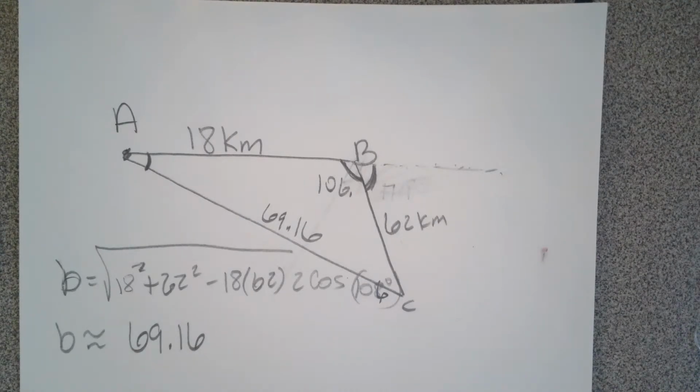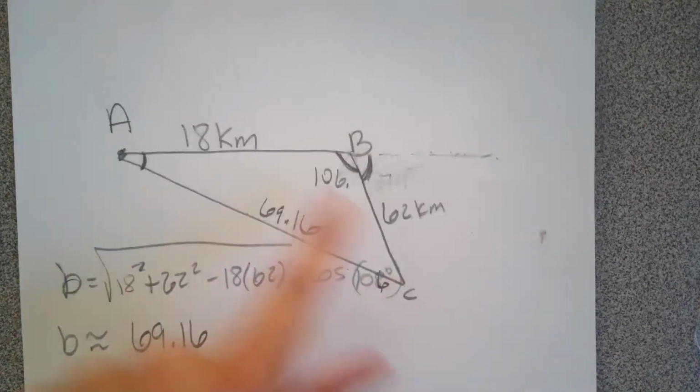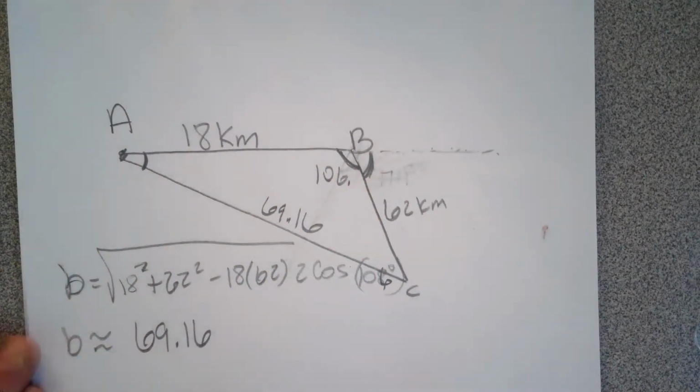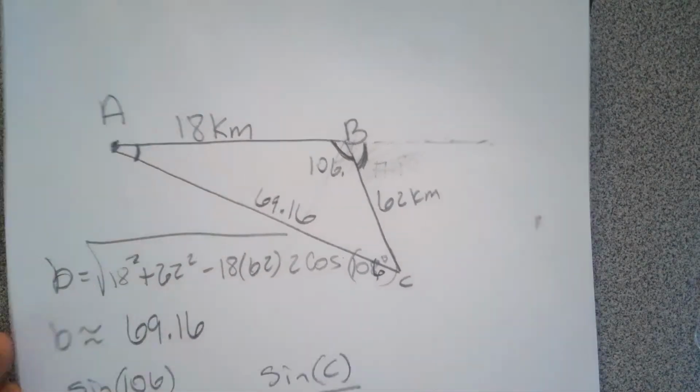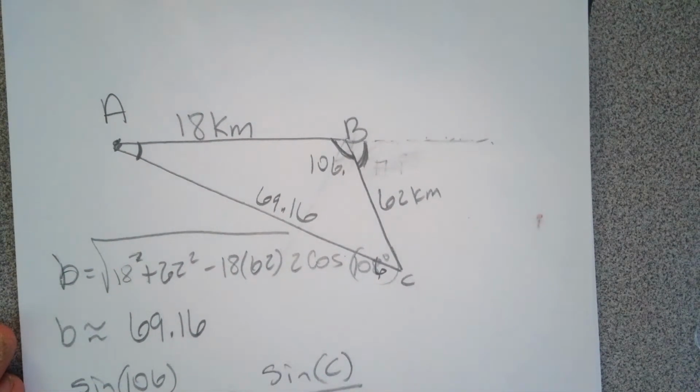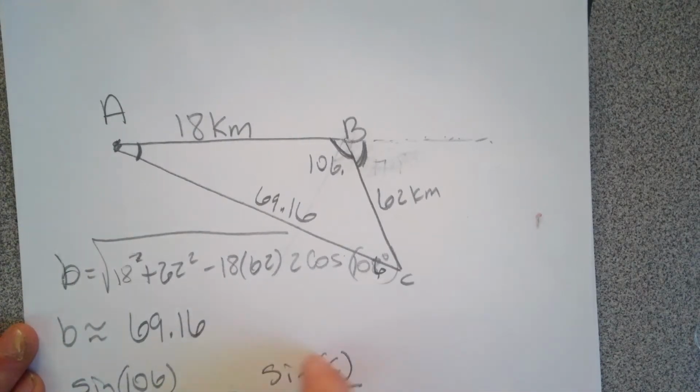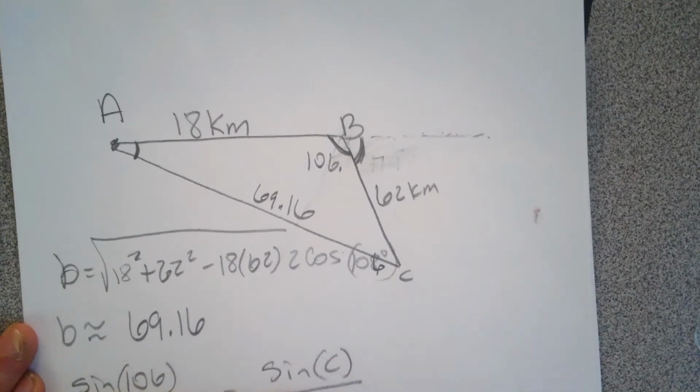Using law of sines, right? What's going to be my smaller angle? Angle C, right? Because 18 is the smallest side. All right, so I'm going to find angle C. So I know sine of 106 over 69.16 is equal to sine of angle C over 18. Cross multiply, divide by 69.16. How do I get C all by itself?